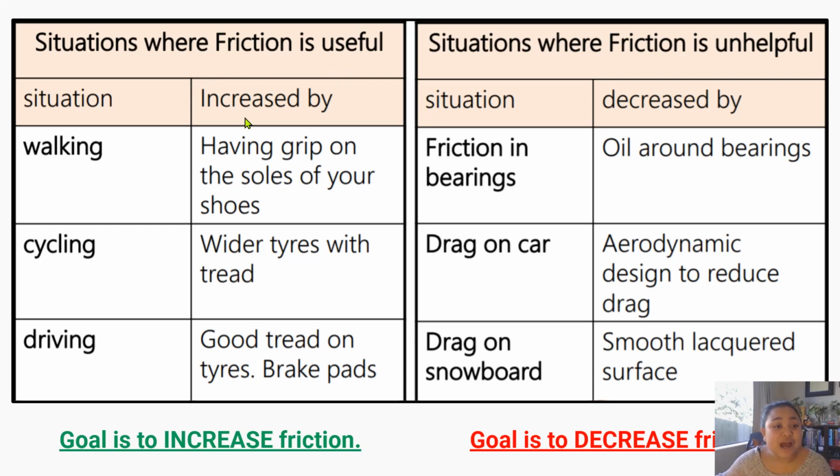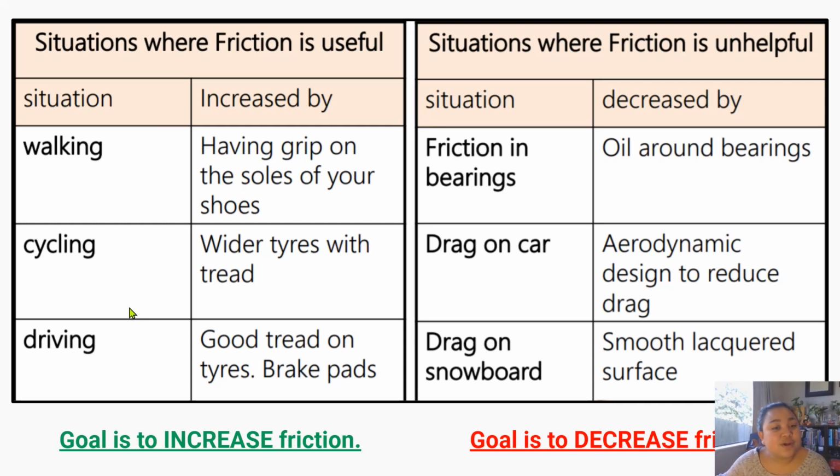Some examples are when you're walking, you don't want to be slipping around when you're walking on the street. And so we increase friction by having shoes that grip the concrete. If you have worn out shoes, or if you're using those really cheap jandals to walk on a wet pavement, then you're more likely to slip. And I know I've done that many times. Cycling is another situation where friction is useful because you don't want your bike to be slipping around on the street. So you have tires that tend to be wider, and they have a greater tread depth.